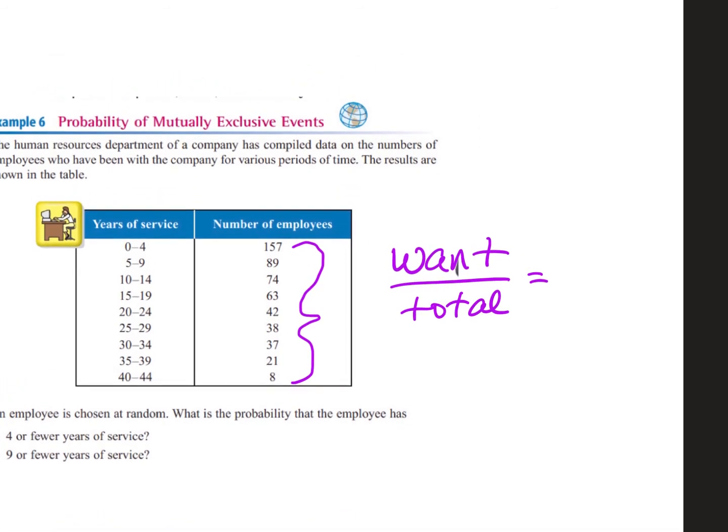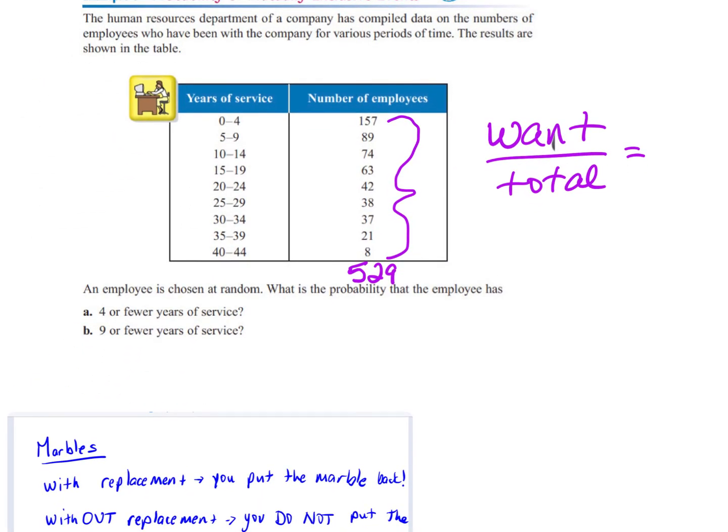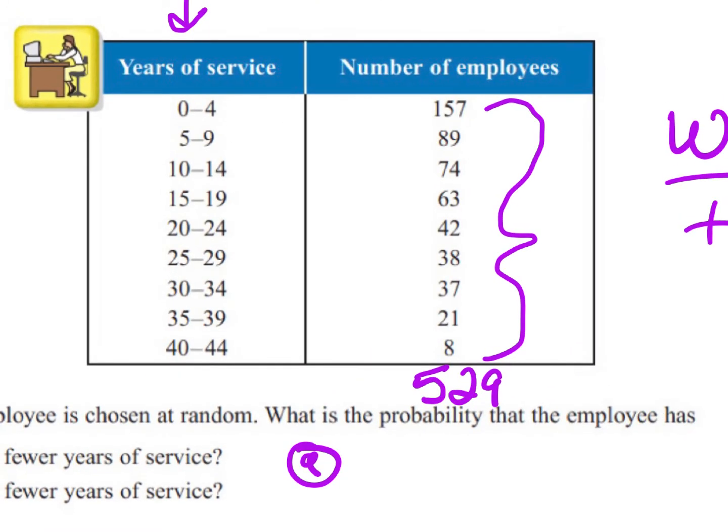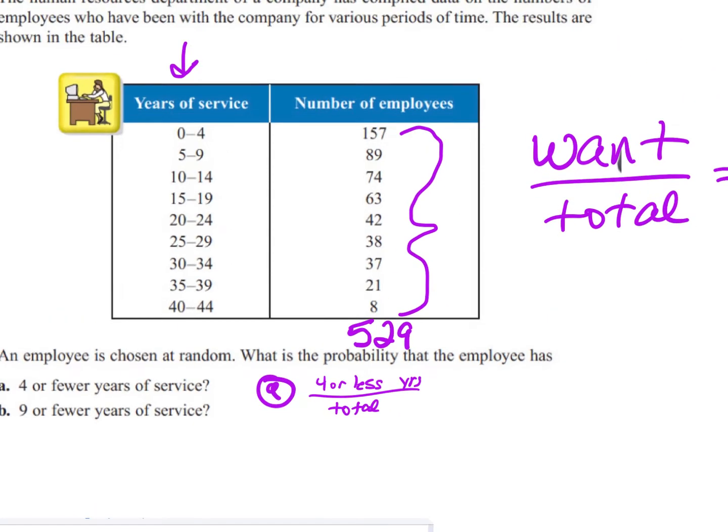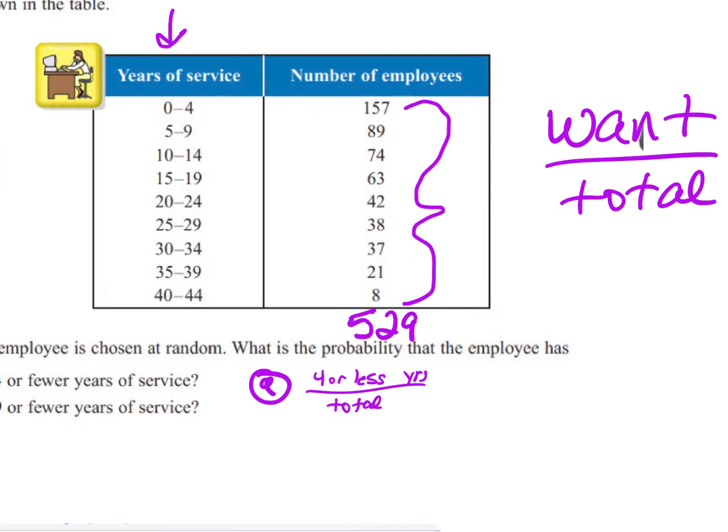When I add all these up, I get 529, just to save us some time. All right, there's 529 total employees. So the first question says that has 4 or fewer years of service. They're telling you where to look. My years of service are right here. So what's the only number of employees that I care about if I want 4 or fewer years of service? The top one, 0 to 4, right? I'm going to say 4 or less years over the total. Well, how many employees in this company have 4 or less years? Perfect. 157 over the total of 529. Give me that as a decimal.